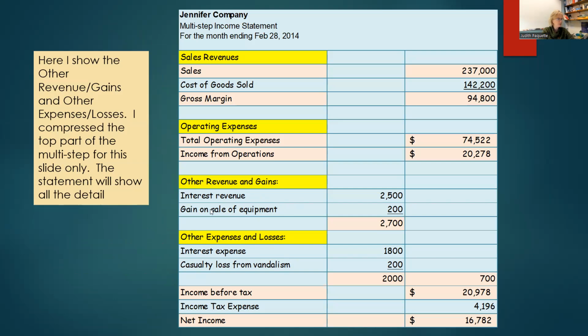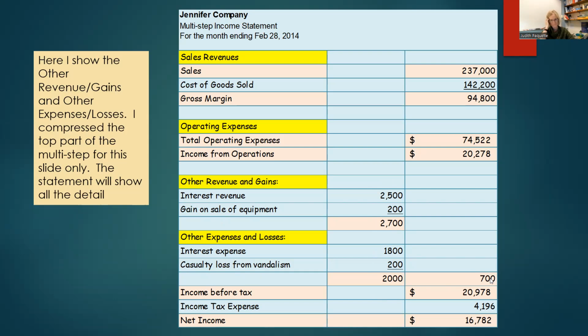If you have any account that says gain on sale, it goes in this section. Okay. If you have anything that says loss from whatever reason, it goes in the other expense and loss section. And then interest revenue would be added. Gains would be added. Interest expense would be subtracted. Casualty loss or any other loss would be subtracted. So you can see they had other revenue of 2,700, other expense of 2,000 for a net of 700.